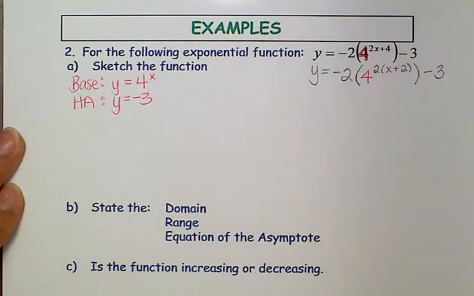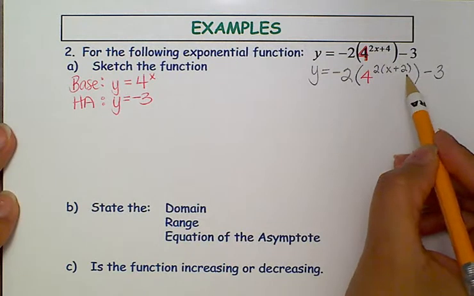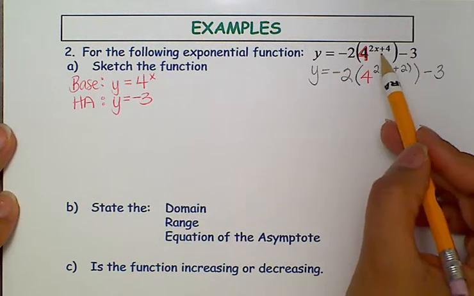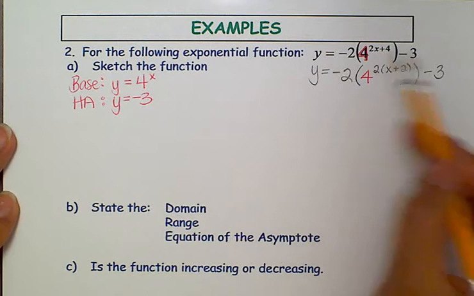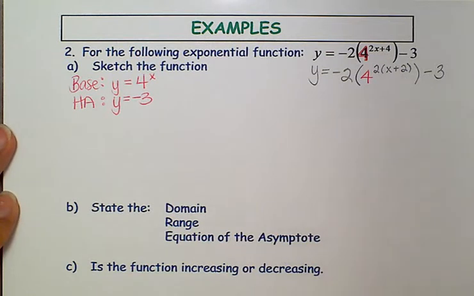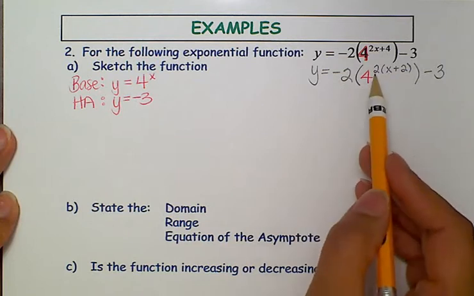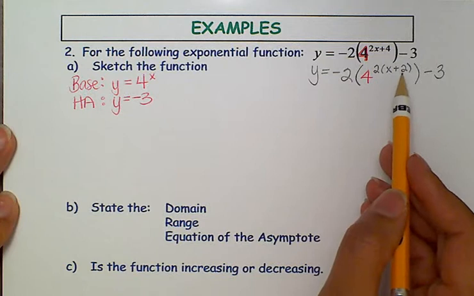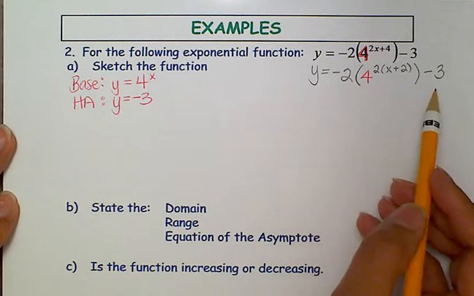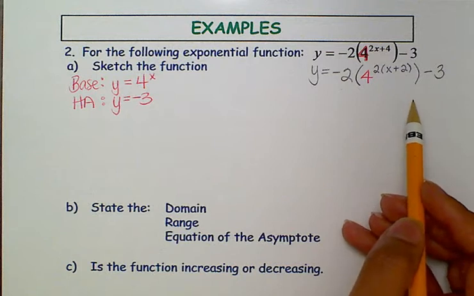Okay, so the reason why we need to make sure that the horizontal transformations are in factored form is just so that our horizontal shift is where it's supposed to be. So here it looks like it's shifting to the left 4, even though it's actually shifting to the left only 2. Okay, so the negative 2 at the front, the 2 in the exponent, and the other 2 in the exponent, and the minus 3 at the end are all the different transformations that are being applied to y equals 4 to the exponent x.